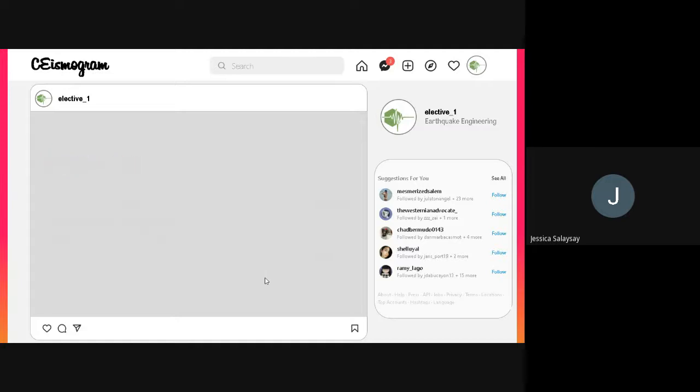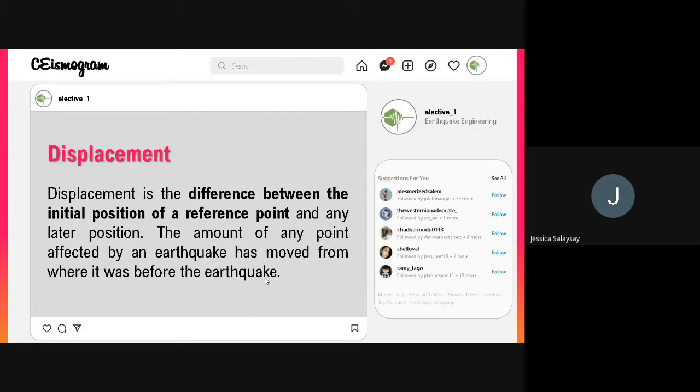Next is displacement. Displacement is the difference between the initial point of a reference point and any later position. The amount of any point affected by an earthquake has moved from where it was before the earthquake.